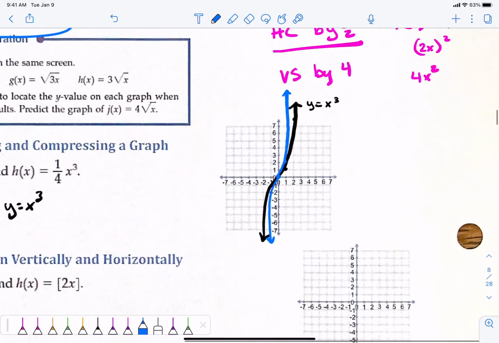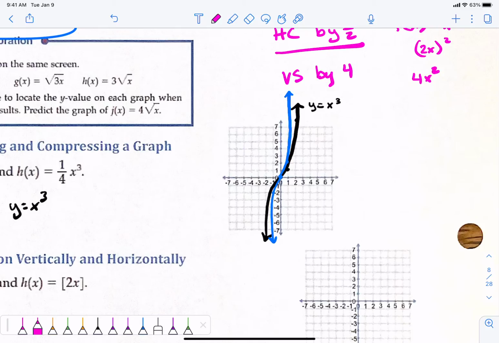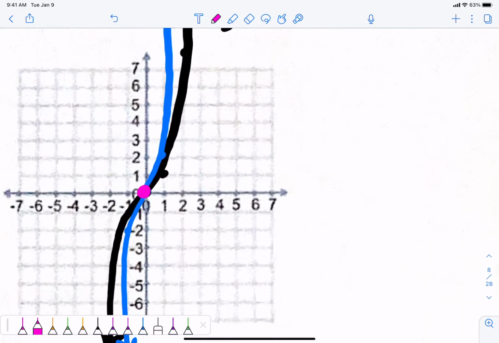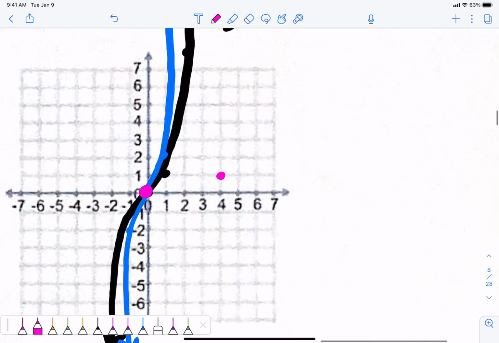This next one, 1/4 x to the third power, is not a vertical stretch, it's a vertical compression by 1/4. So it's still going to start at 0, but rather than going over 1, up 1, it's going to go over 1, up 1/4. It's going to be really wide and short.